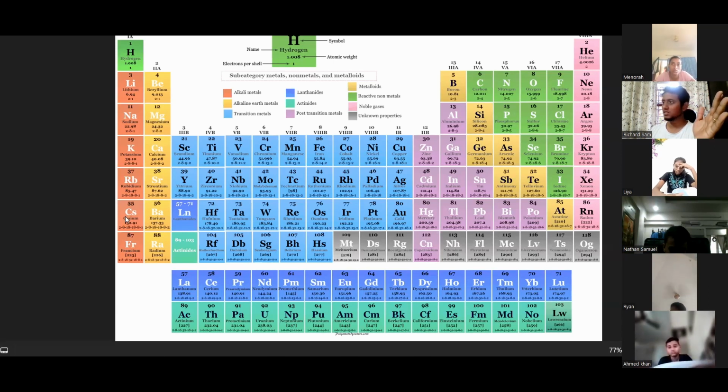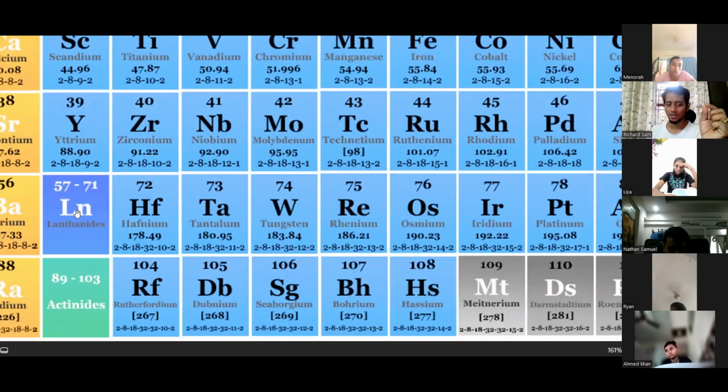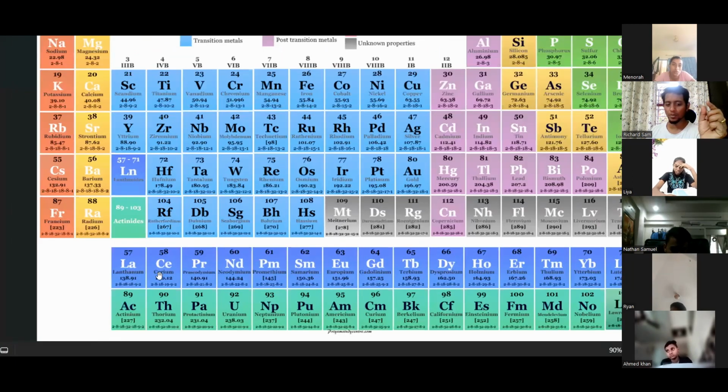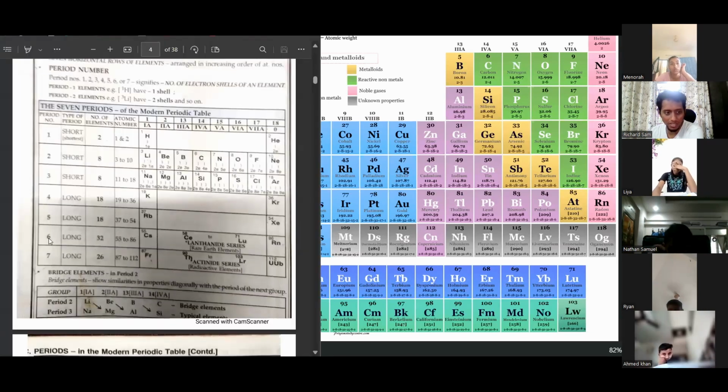Then period 6. Is it 18? It's not exactly 18 because see over here, you see this? Ln, that is lanthanides. Lanthanides are from 57 till 71. These are the lanthanides. It's outside the periodic table. You know how many elements are here? There are 14 elements. So lanthanum is the first one, and totally there are 14 elements over here. So if you see the number of elements in that sixth period, it is 32 elements.